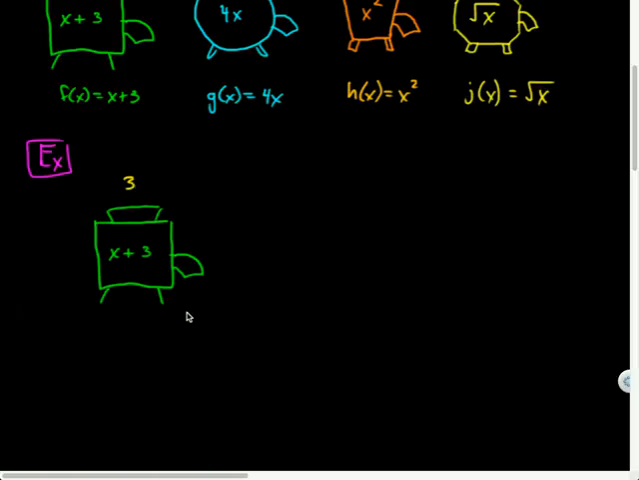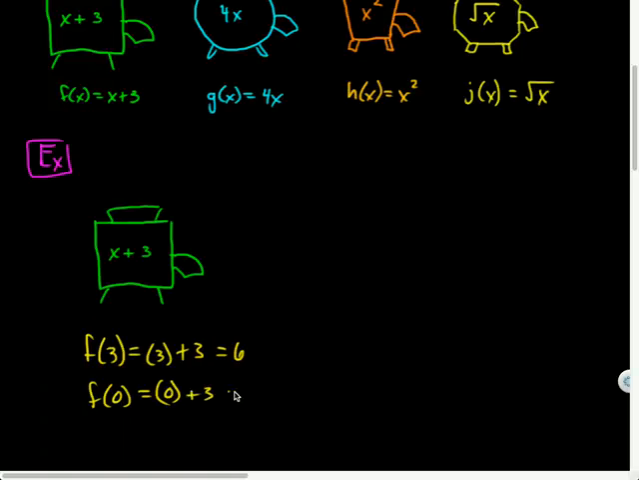If I plug in 3, what do I get? 3 goes into the machine. What pops out of the machine? 6, right? It just added 3 to it. So f of 3 is equal to 3 plus 3, or 6. Let's try, what if I plug in 0 into this machine? What would pop out? Just regular old 3. So if I plug in 0, I get 3.